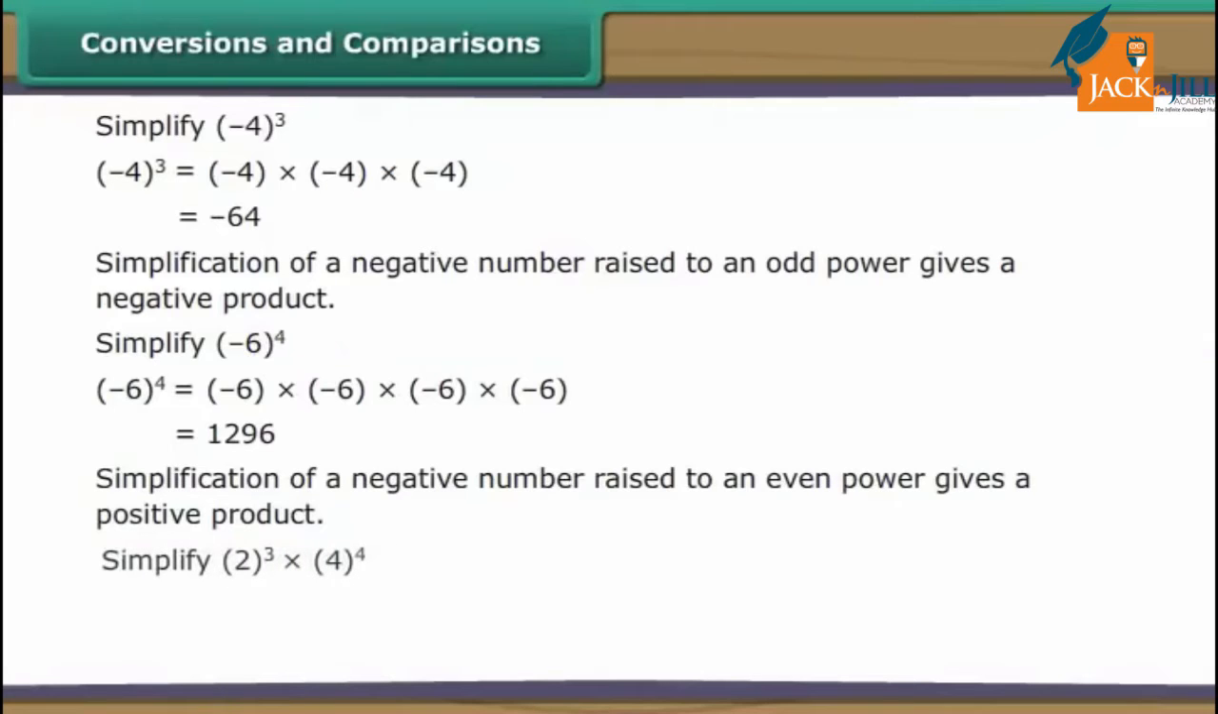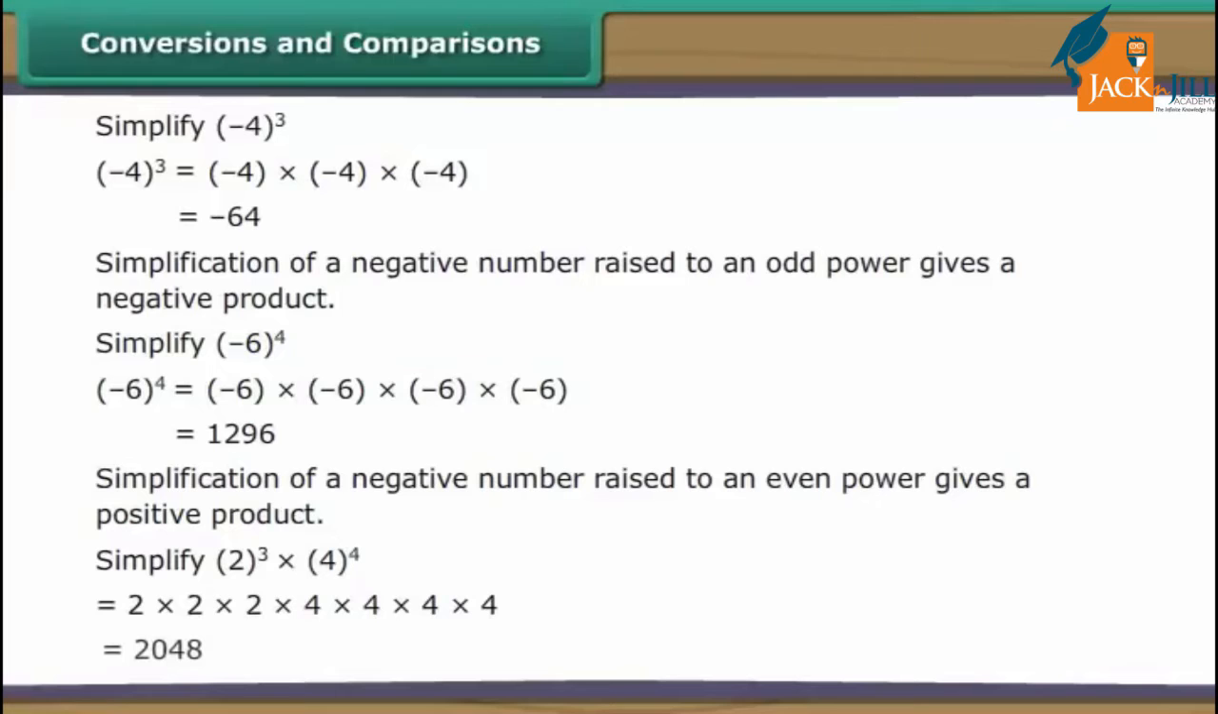Let us simplify one more exponential expression, 2 raised to the power 3 into 4 raised to the power 4. First expand 2 raised to the power 3 as 2 into 2 into 2. Then expand 4 raised to the power 4 as 4 into 4 into 4 into 4. Now multiply to get the product 2048.